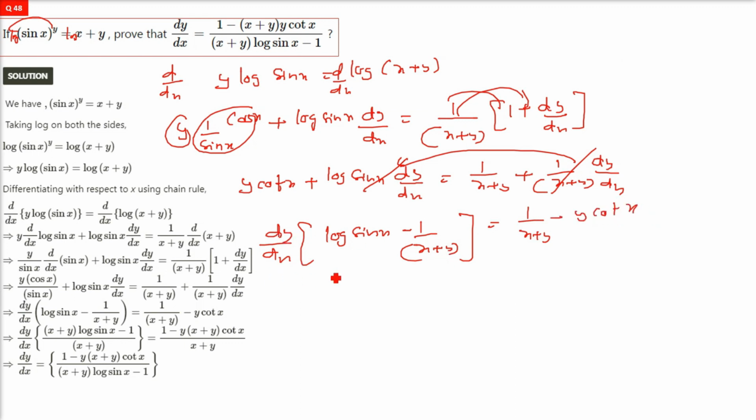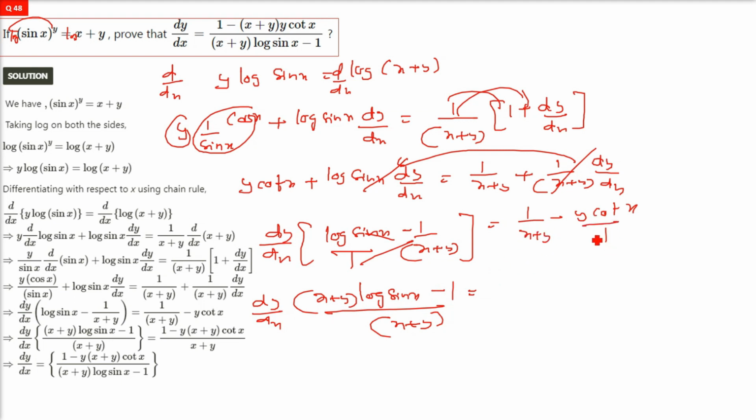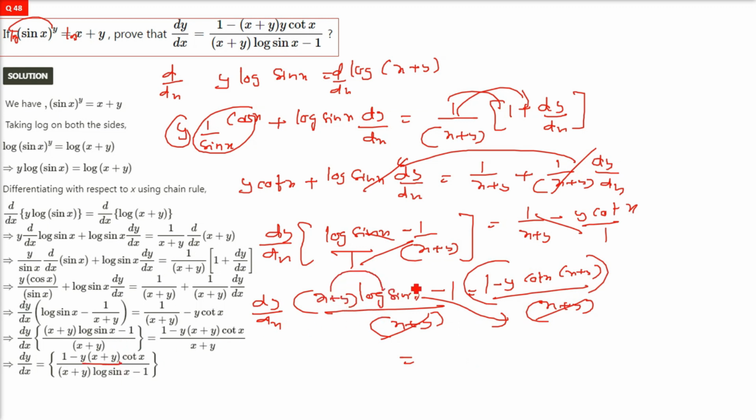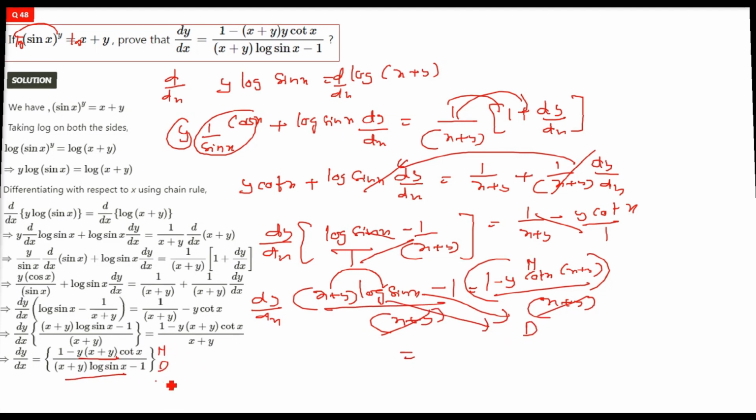Now solve this. Just take the LCM of both the sides. Take the final result and bring it on with the numerator denominator. So (x plus y) log sin x minus 1, divided by (x plus y). This is on the left hand side with dy by dx. On the right you will get 1 minus y cot x plus y also, and divided by (x plus y). So now just cancel these two out in the denominator and just bring whatever is on the left in the denominator. So what do you get? This is numerator, this is denominator. The answer has come. Alright.